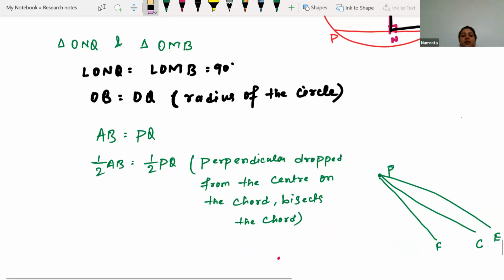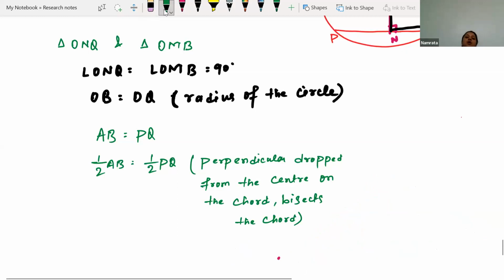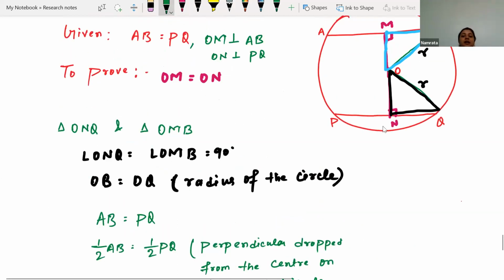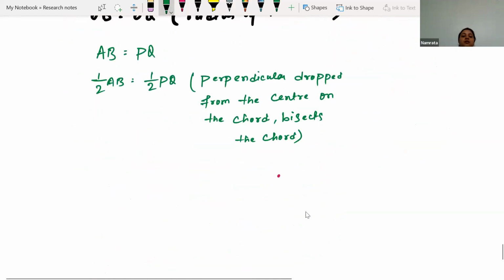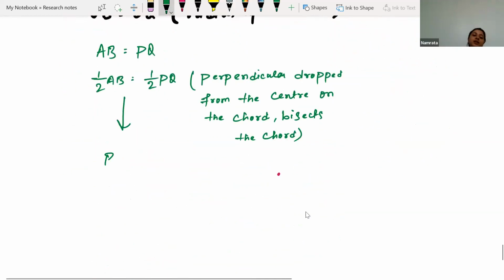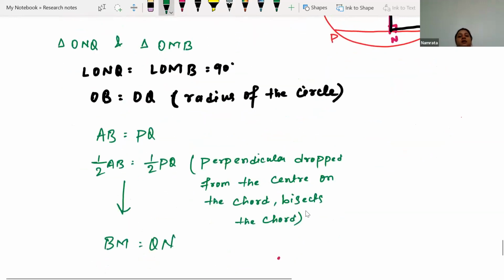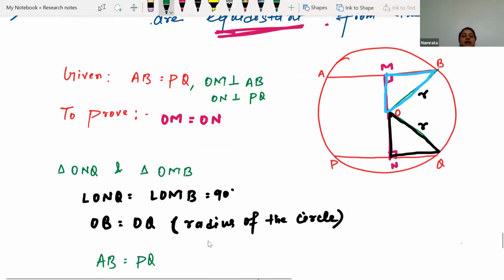That's why I'm taking half of the first chord and half of the second chord, because since we have dropped the perpendicular, our chord is getting bisected. It is getting cut into half. So from here I'll write that half of AB, that means BM, is equal to half of PQ, that means QN. So BM is equal to QN. Okay, now let's see what exactly is the same.